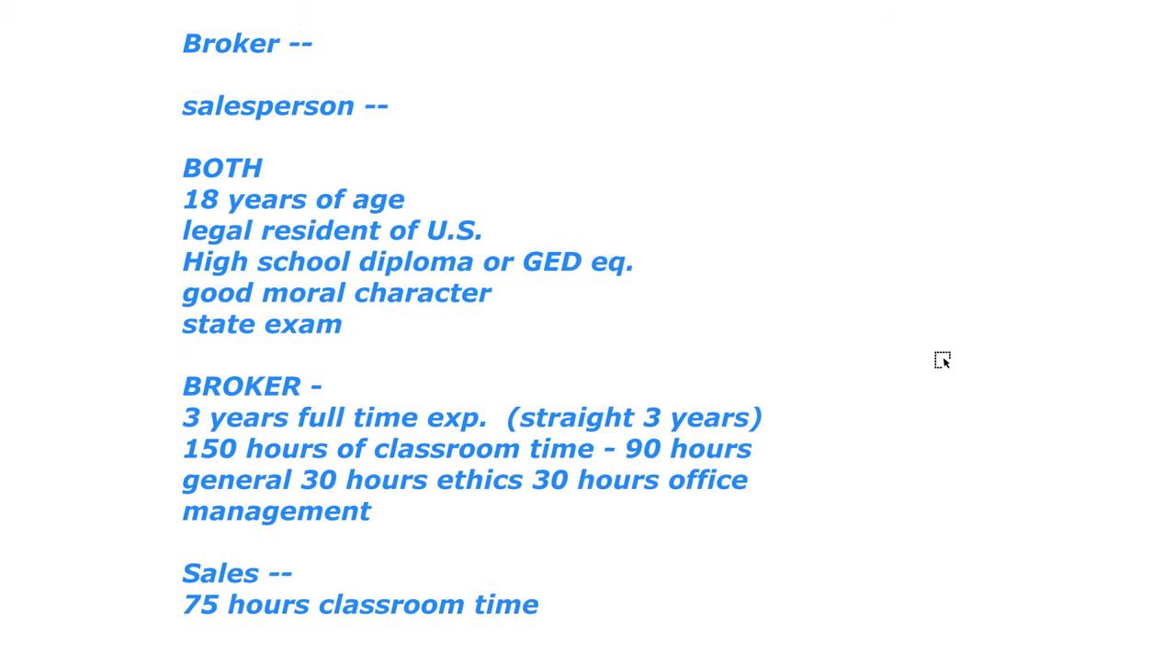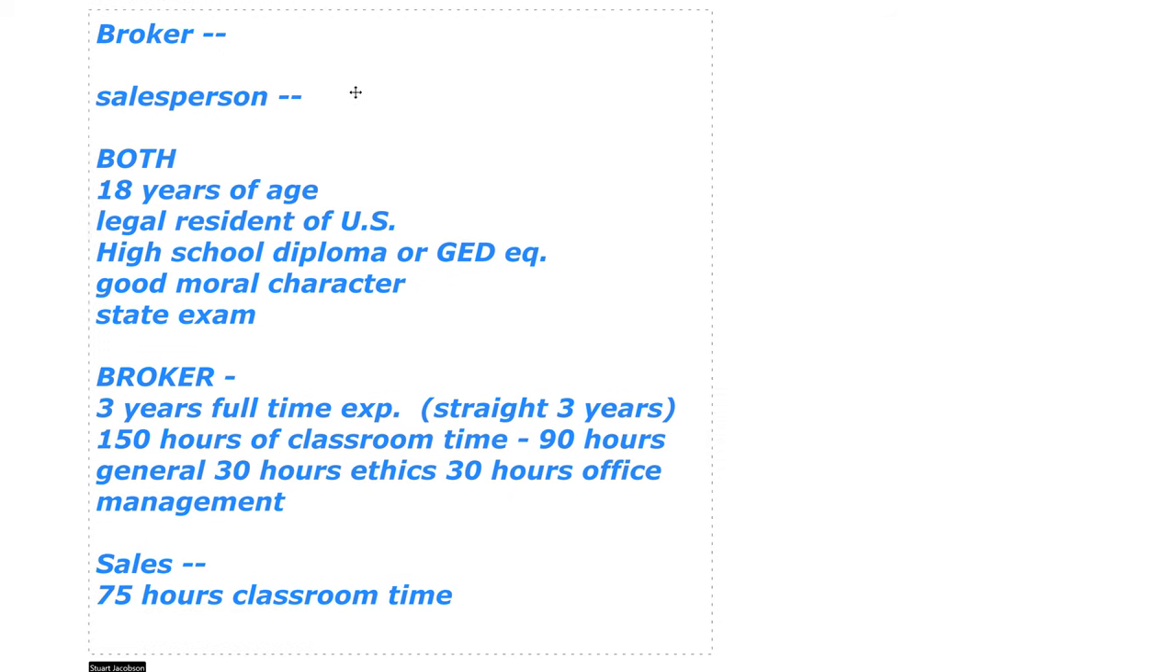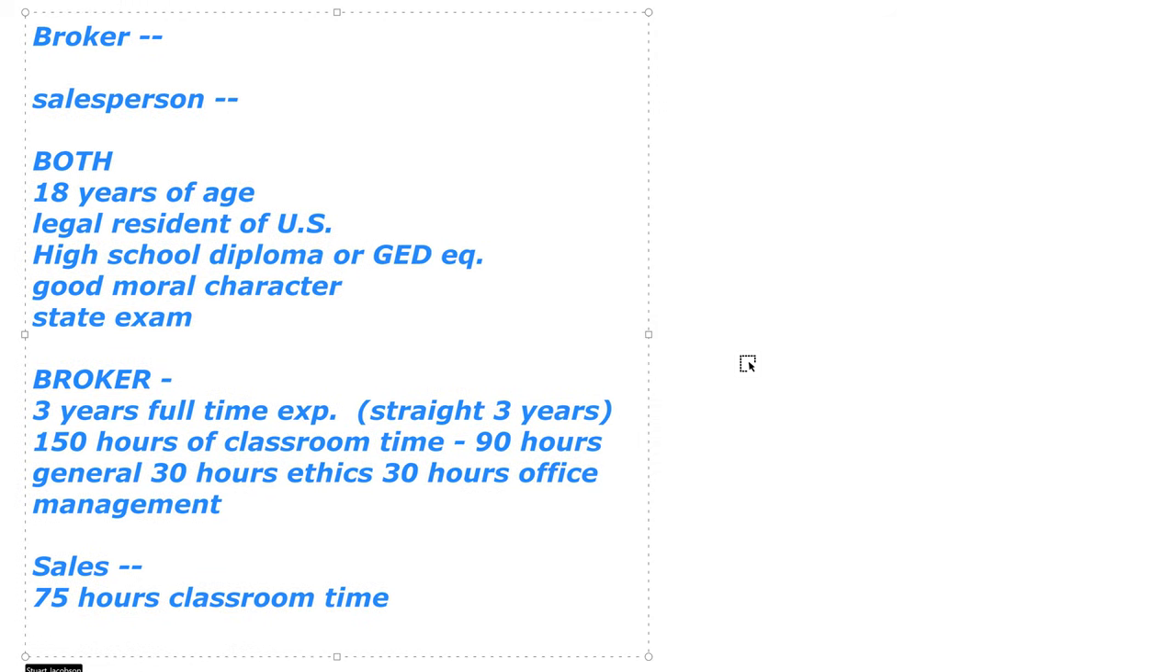Now, I'm going to ask you guys a question. Okay. Because you guys are smarty pants. You ready? You think that if a broker needs 3 years full time as a salesperson, why wouldn't they make the age 21? Tell me, why wouldn't they make the age 21?